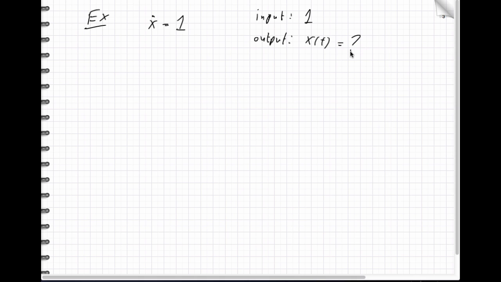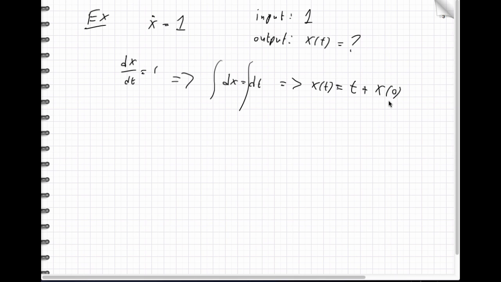So this one actually turns out to be really simple. I'm going to do it by Laplace, but of course you could go dx dt equals 1, right? And then you get dx equals dt. So therefore you get x of t equals t, or the integral, right? I can integrate both of these. So x of t equals the integral of dt, which is t, and then of course plus an initial condition, plus x naught.